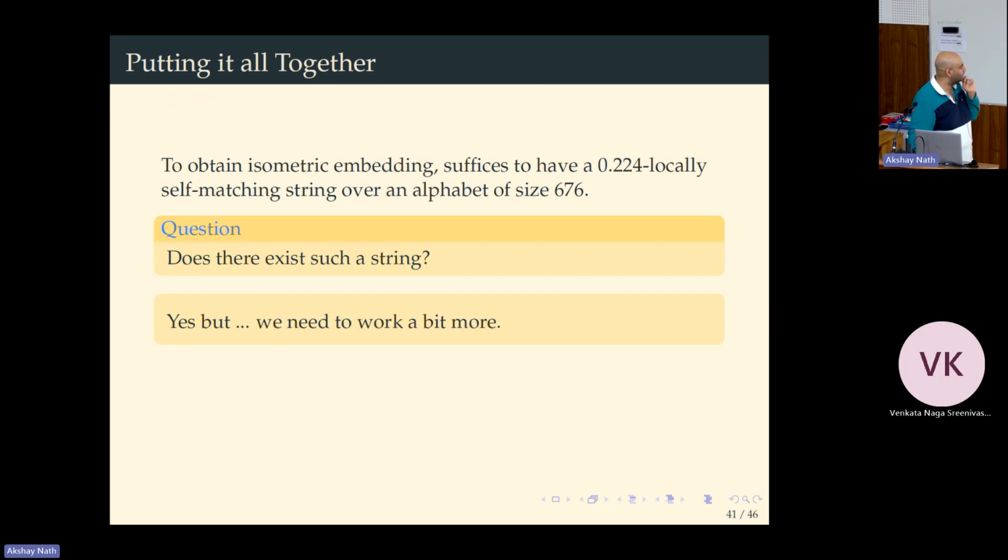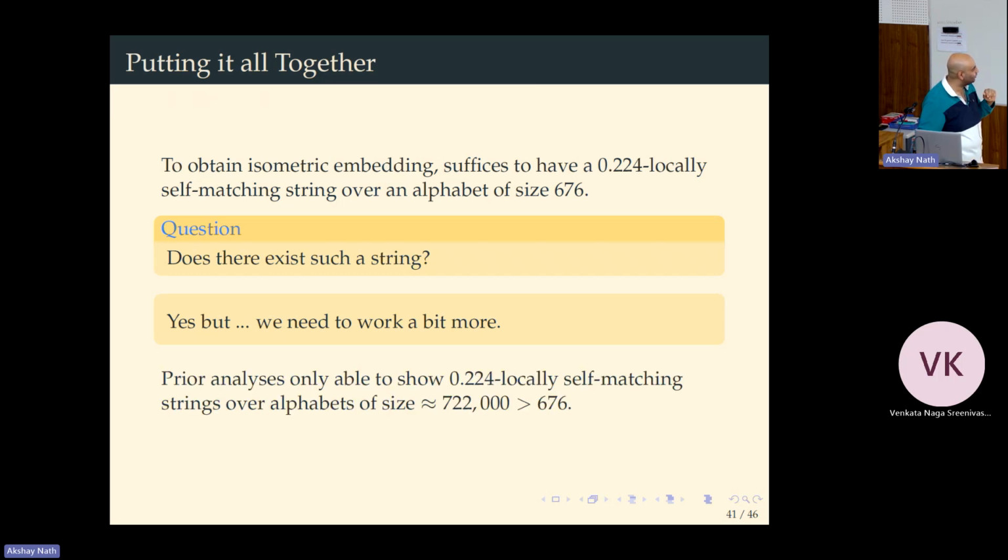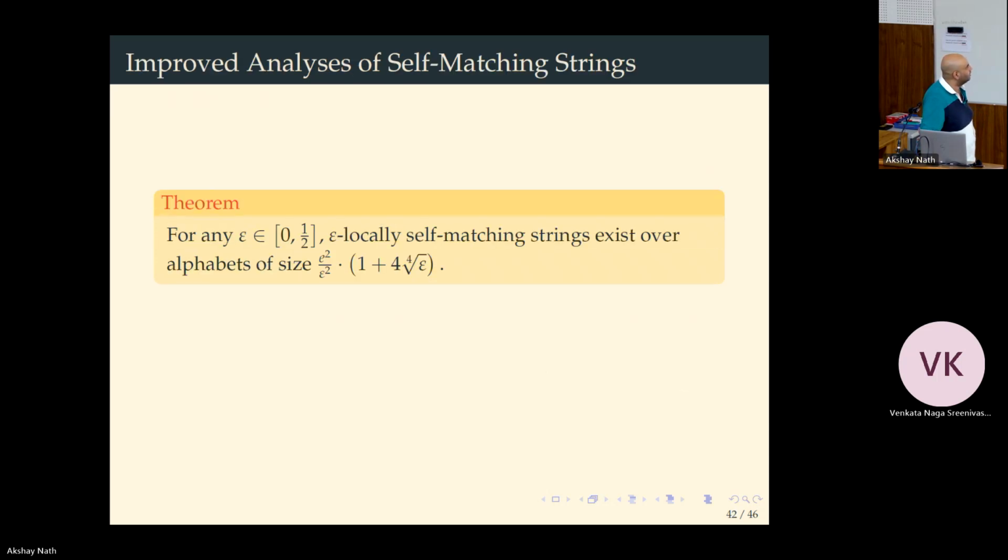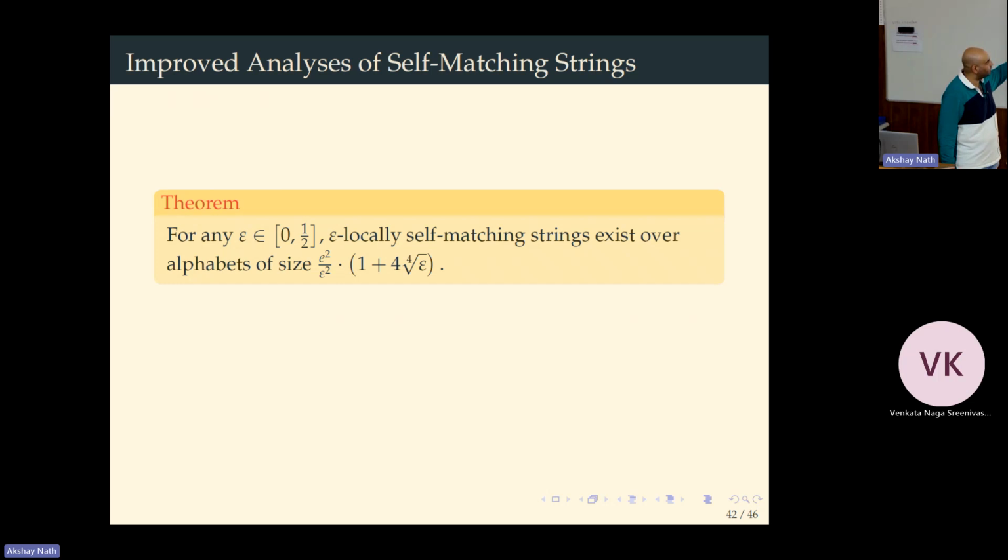So we need to work, it's a bit exaggerated, it's really a lot more. Because if you just use the known things in the literature, all these synchronization strings and so on, you get 722,000, and we want 676. So you have to really improve this Lovász local lemma analysis by a lot. And we do. So this e squared over epsilon squared is inevitable. And what's the constant next to that? We can make it arbitrarily close to 1.